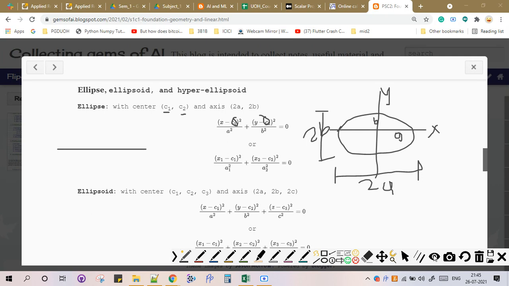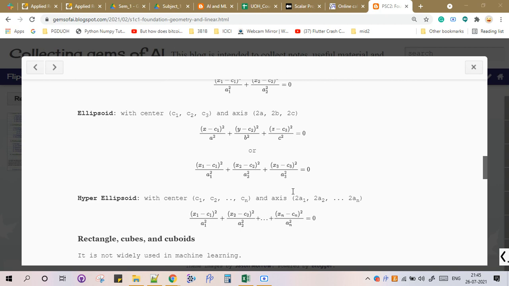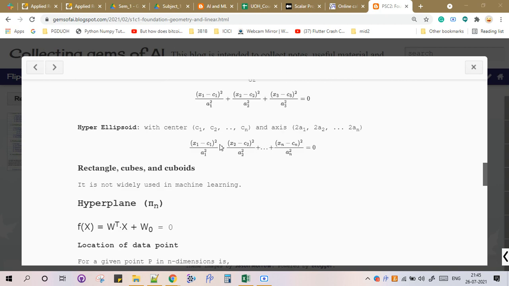And if we generalize the formula, then we get a hyper ellipsoid would be (x1 minus c1) square, (x2 minus c2) square, up to nth dimension (xn minus cn) square, and we will divide by the corresponding axis, right? And here we don't have major or minor, but this is the axis, the distance that you have in the direction in the ellipse. That's a1 square, a2 square, up to an square.